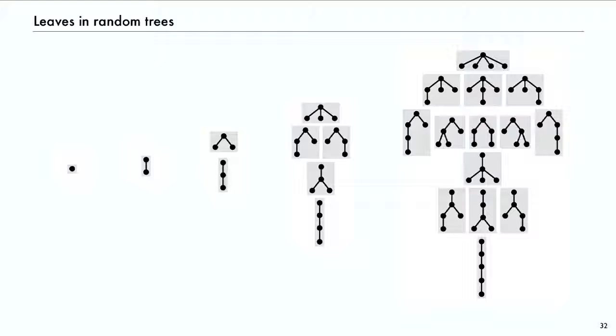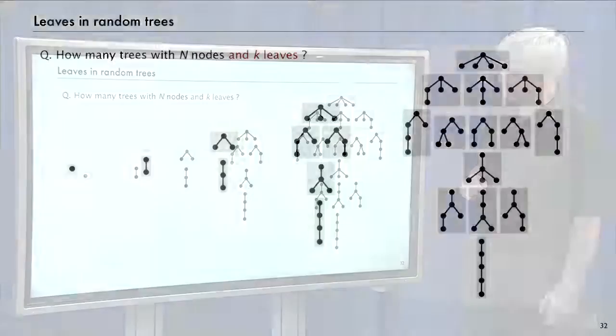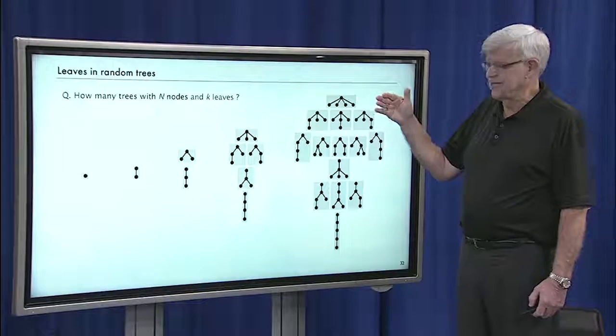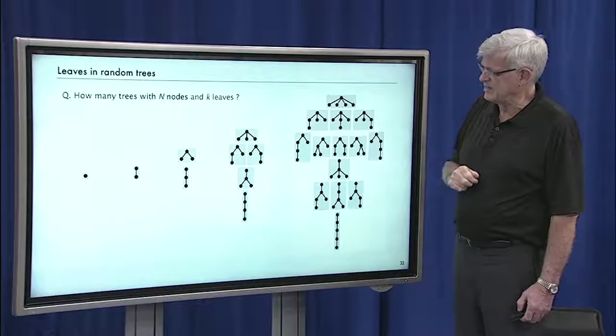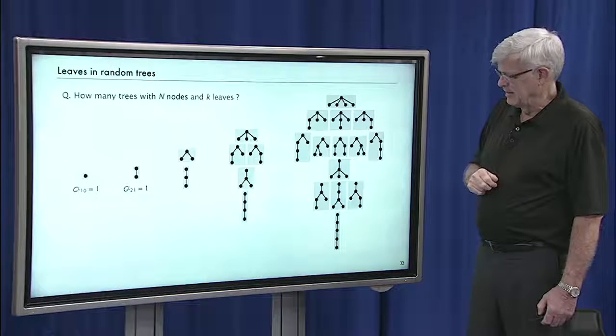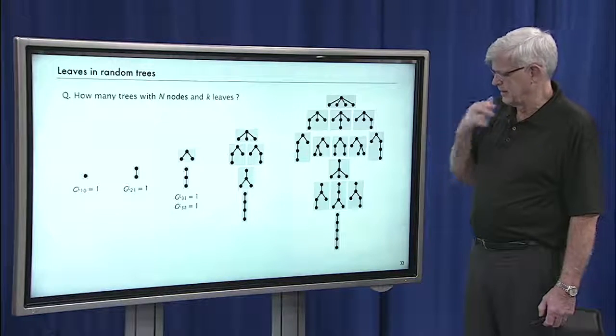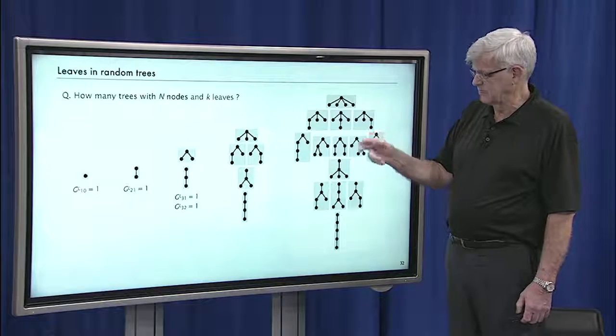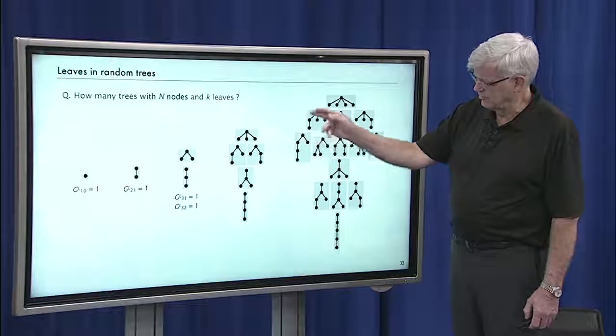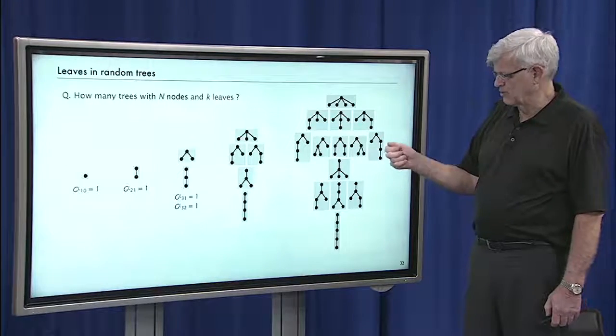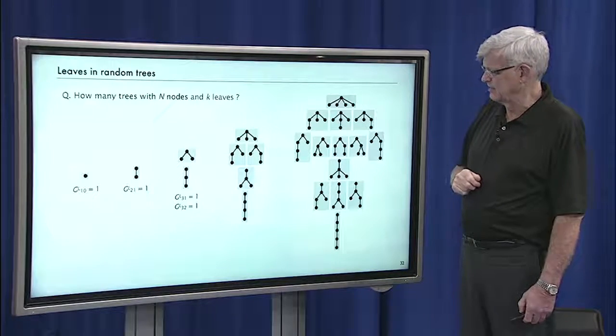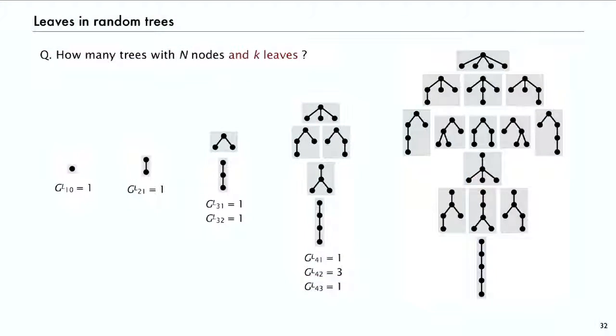So this is all random trees. These are ordered, rooted trees. And so again, we're asking how many trees are there that have n nodes and k leaves? So there's 1 for 0 and 1. For 1 and 2. For 3, there's 1 tree that has 1 leaf, and there's 1 tree that has 2 leaves. For 4, there's 1 that has 1 leaf.